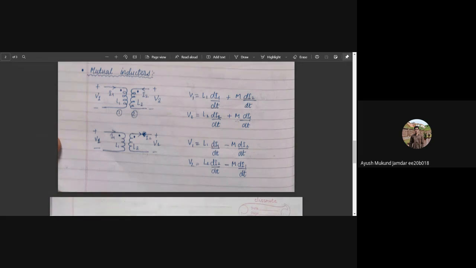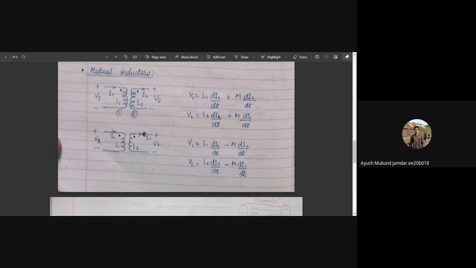It is an important principle that one might want to recall here, that M12 is M21. That is, the mutual inductance of the second inductor due to current in the first inductor, and the inductance in the first one due to current flowing through the second inductor, are equal. This is the principle of reciprocity. That's why the M remains the same in both the equations.